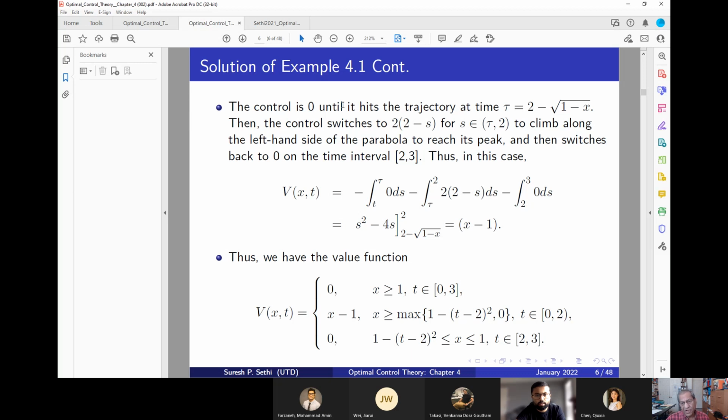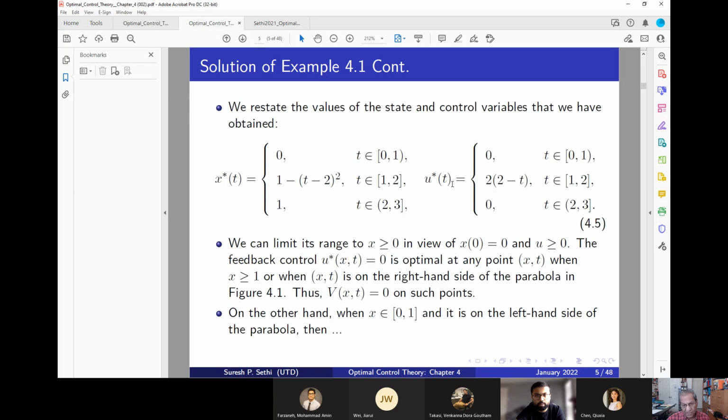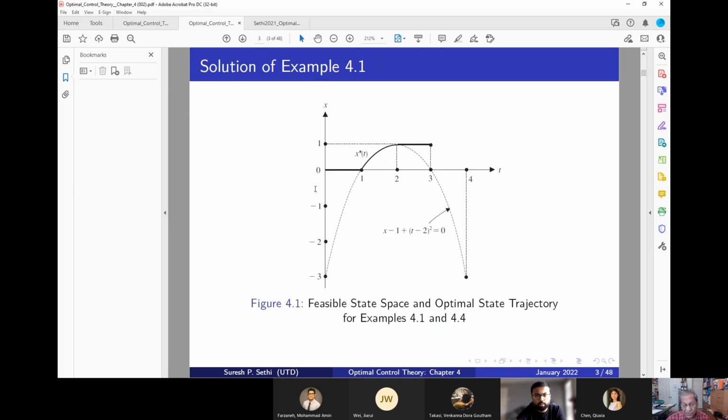So the control is 0 until it hits the trajectory at time tau, which is 2 square root of 1 minus X. So from any given X which is feasible, let's take an xt here, for example. Then from there, xt, I will go here. I need to find out how much time.